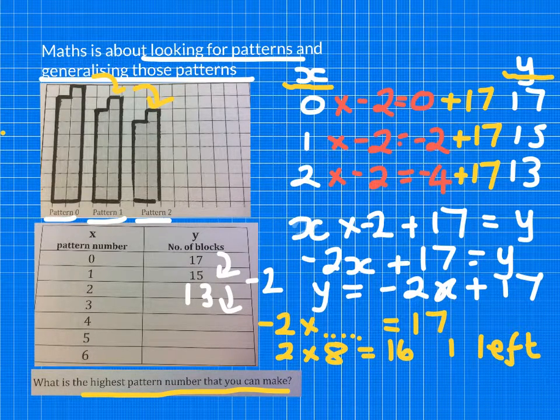So the highest pattern number that we can actually make would be pattern number 8, and there will just be 1 block in pattern number 8.